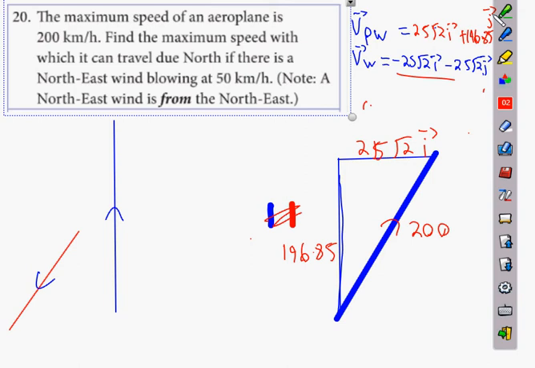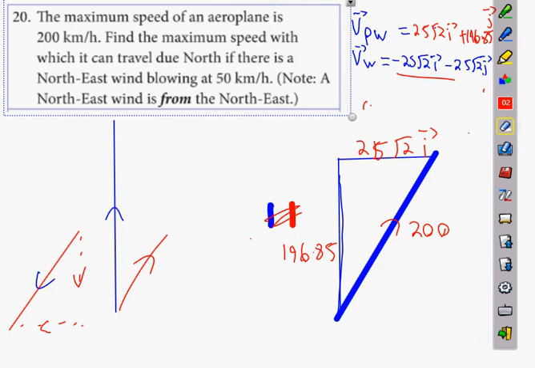Now, here's the problem. There's also a component of the wind that takes away from us going upwards, doesn't it? See the component, it's going southwest. So there's a component that causes us to have to go to the right, and then there's another component that's working directly against our motion.